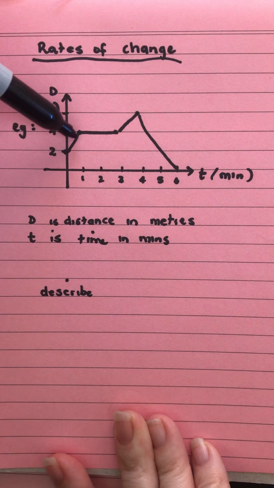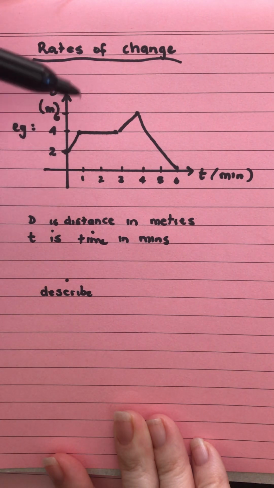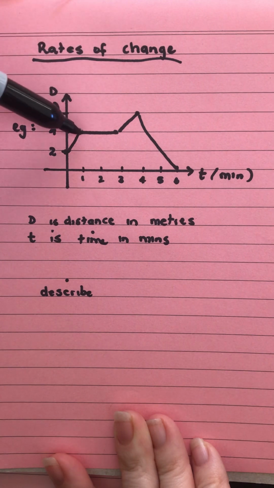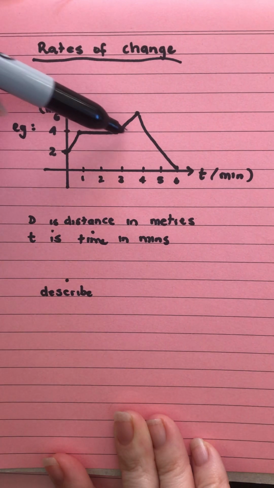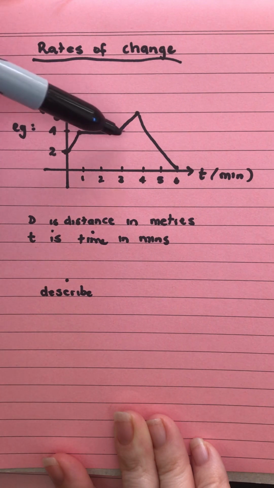So in the first minute of our graph, we can see that it has travelled from 2 meters to 4 meters. So it is moving away from where it was, and it has done that in 1 minute. So we could work out an average rate that it was travelling in that time. Then we have between 1 minute and 3 minutes, the distance doesn't change. So that particle or car or whatever we were looking at in this picture, it hasn't moved. So it's stopped. It's stationary for that period of time.